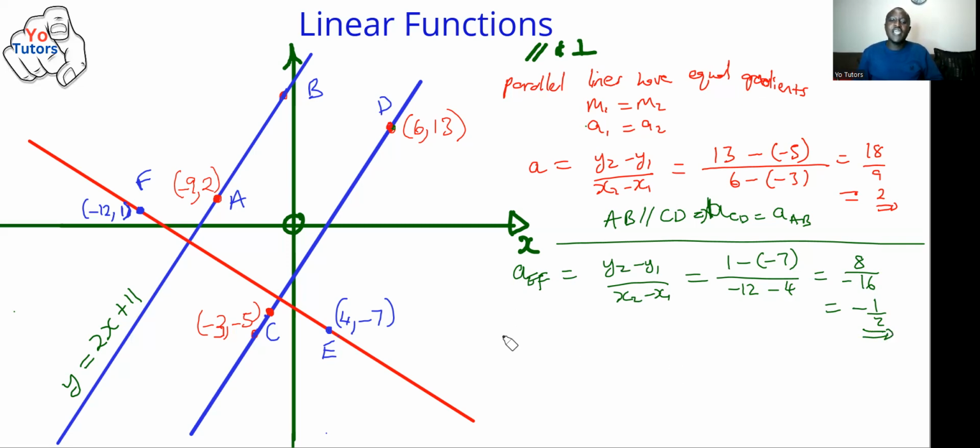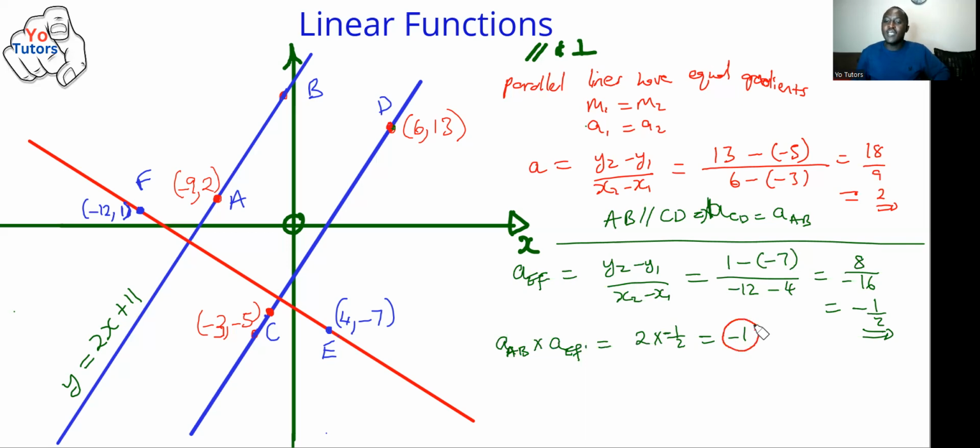So if we take the gradient of AB times the gradient of EF, this is going to be 2 times negative 1 over 2, which is going to give us negative 1. That's what matters here.